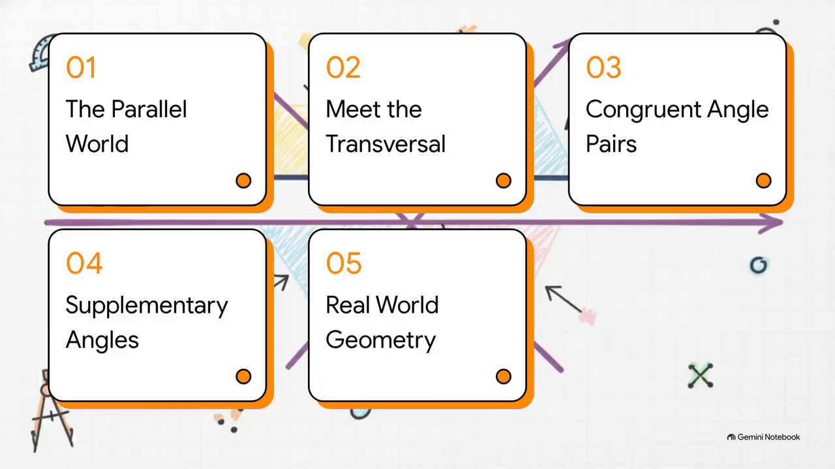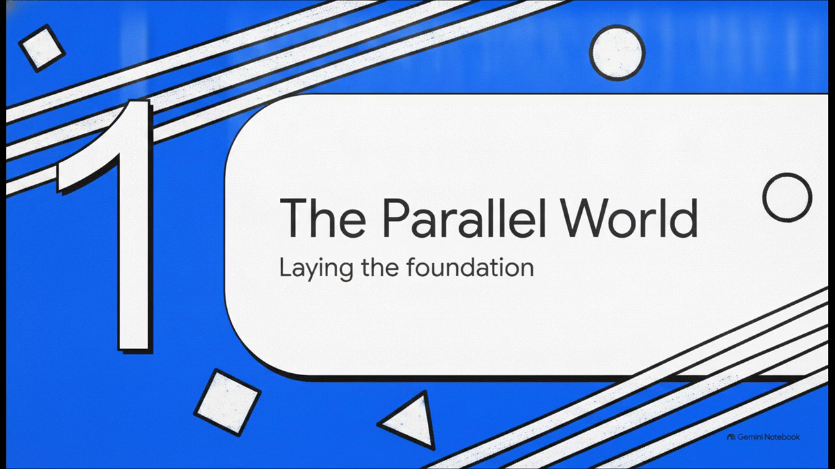It's the rulebook of reality, parallel lines and transversals. So here's our roadmap for today's explainer. We'll start with the parallel world, then meet the transversal. After that, we'll unpack congruent angle pairs and supplementary angle pairs before wrapping the whole thing up with real-world geometry. Section 1, the parallel world, laying the foundation.